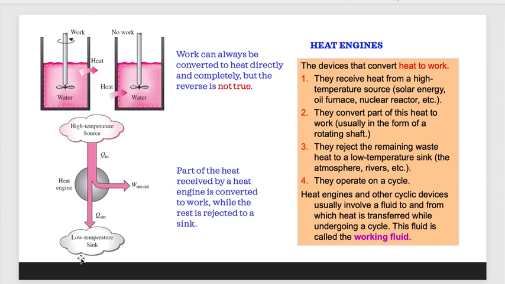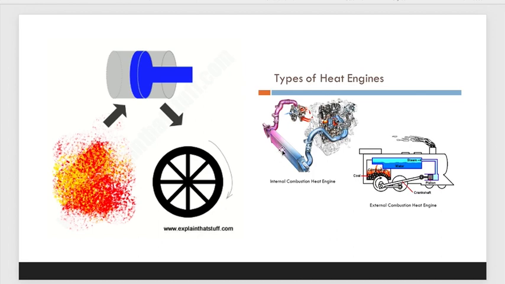They operate on a cycle. Heat engines and other cyclic devices usually involve a fluid to and from which heat is transferred while undergoing a cycle. This fluid is called the working fluid. These are examples of heat engines: the rotating shaft, the internal combustion engine and the external combustion engine.